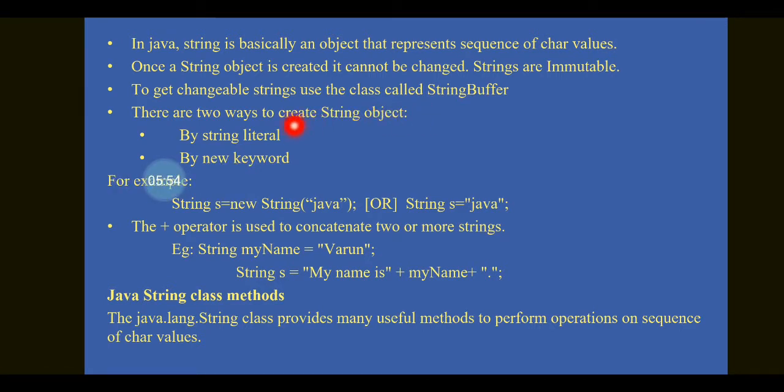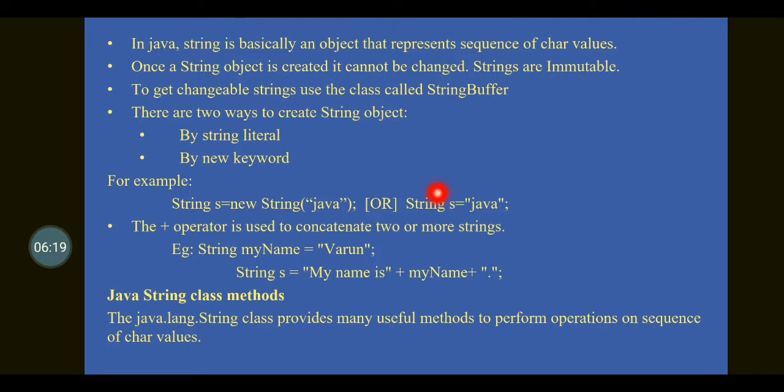And also, in order to get changeable strings, that is, if you want to have a mutability concept in the string, then Java supports the class that is called the StringBuffer class. There are two ways to create the string object. One is by string literal and another one is by new keyword.